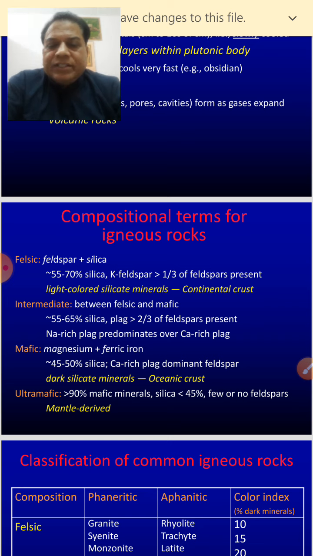And the fourth category is ultramafic. Ultra means the mafic minerals are more than 90%, and naturally the silica content will be less than 45%. Few or no feldspars, and they are mantle derived. Now, all ultramafic rocks are ultrabasic, but all ultrabasic rocks are not ultramafic.